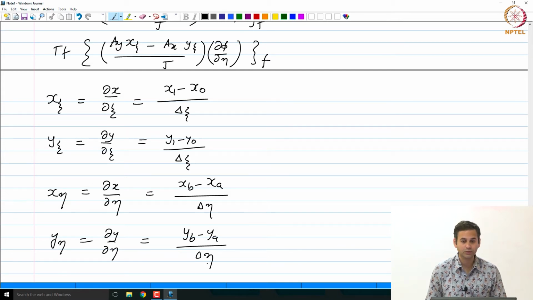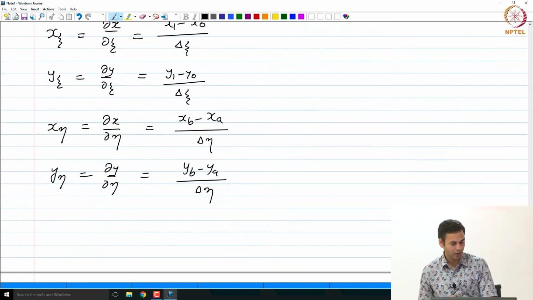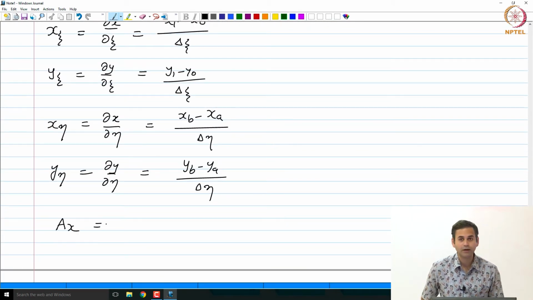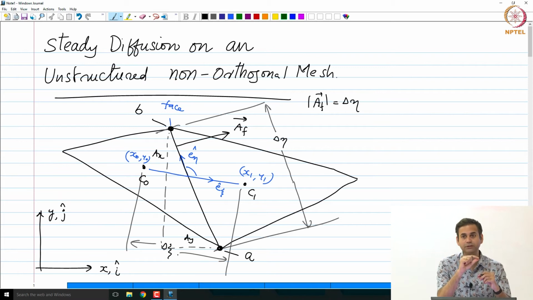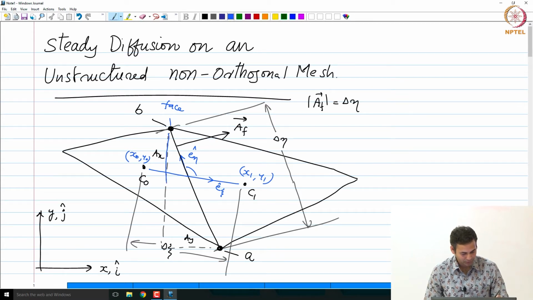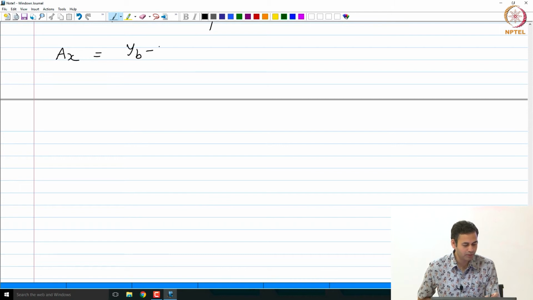Okay. Now, what about Ax? Ax we have identified as the length in the y direction, that means the projection of the face area vector onto the y axis. So what will be Ax in terms of B and A values? What will be this height? Is it x or y? yb minus ya. So yb minus ya is my Ax.